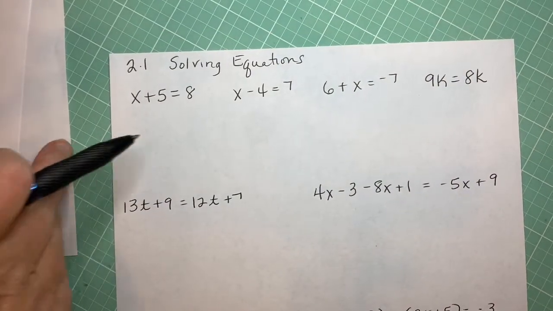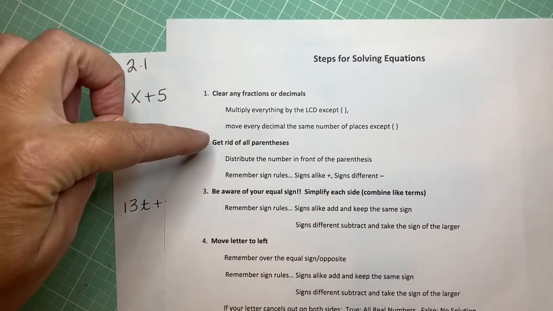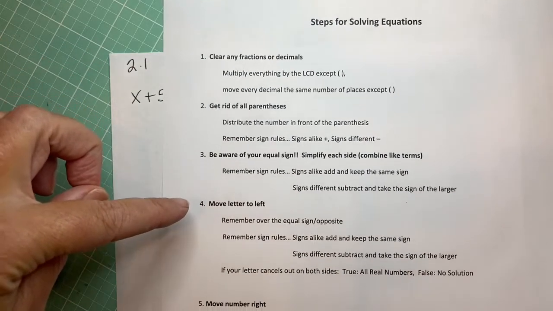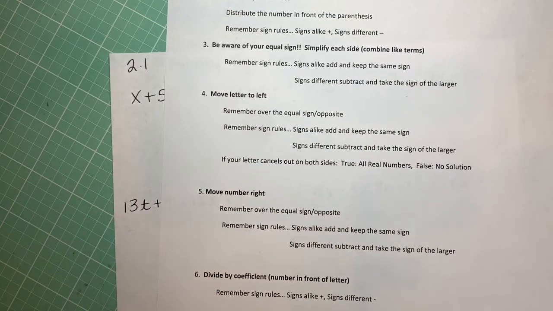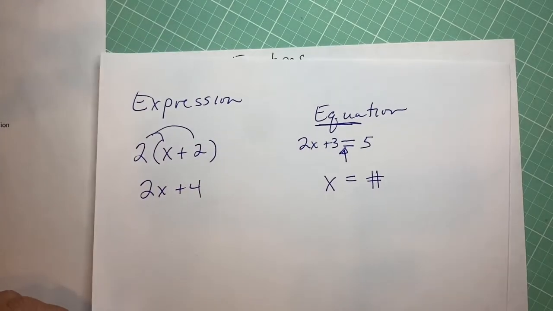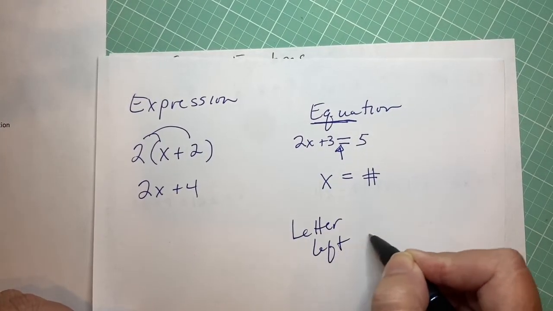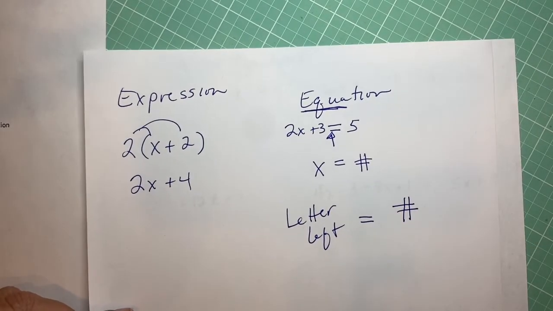So like I said on your note sheet, step 4 and step 5. We're going to deal with fractions and decimals, not today, but we've got parentheses. Be aware of your equal sign. I'll talk about that later on. Move your letter to the left, number to the right, and then divide by the coefficient. So when you have an equation, you always want your letter on the left of the equal sign, and you'll end up with a number on the right. And so that's what we're working towards.